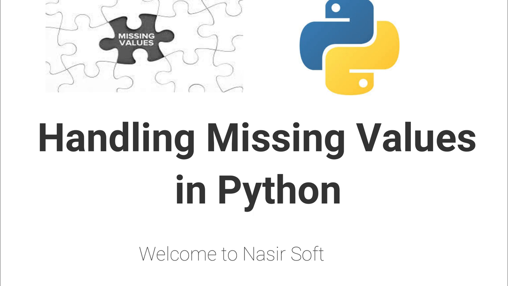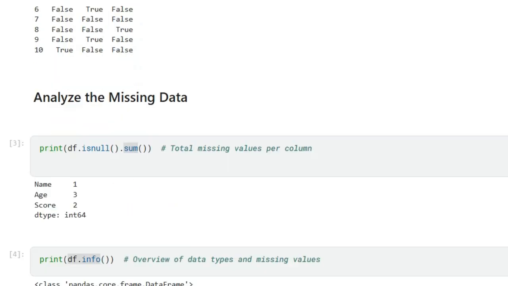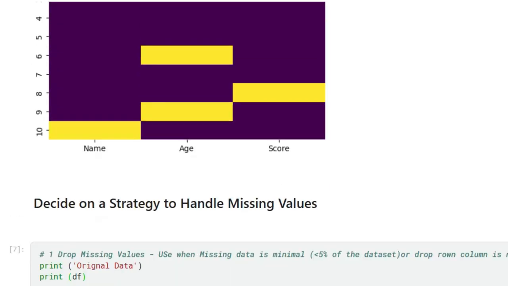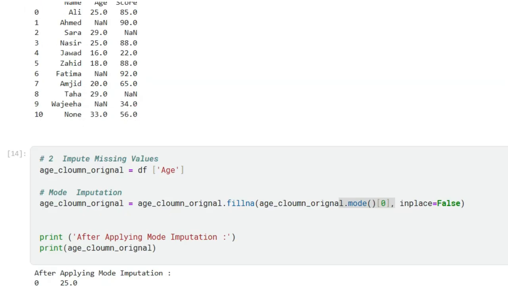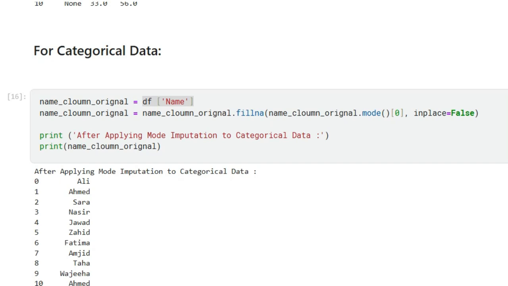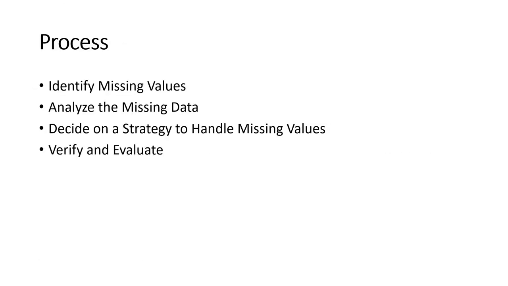We will talk about a most important topic, that is handling missing values. It is a most commonly asked data scientist interview question, and in this video not only the theory but we will also discuss it in practical Python code. So let's start. The process of handling missing values includes identifying the missing values, analyzing the missing values, deciding on a strategy to handle missing values, and then verifying and evaluating.